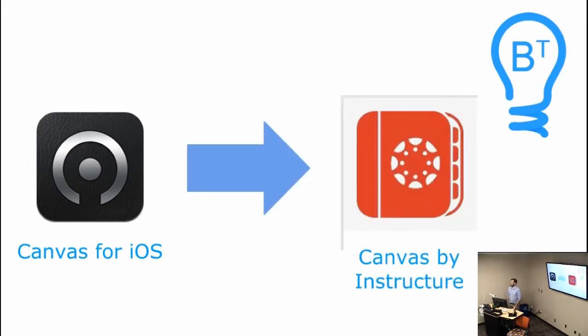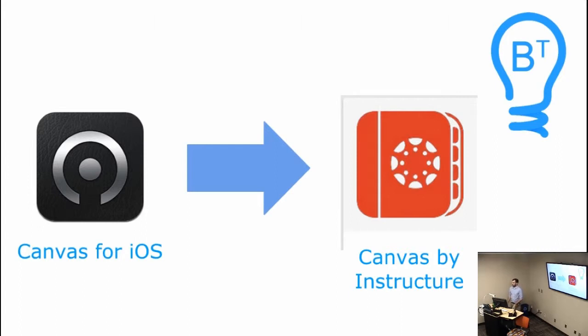The good news is that they have released a new app called Canvas by Instructure. And I suppose I should go over the names here a little bit. Canvas is actually the product name for BlueLine. That's what we call Canvas. And Instructure is the company that makes Canvas. So Canvas by Instructure is their new app.